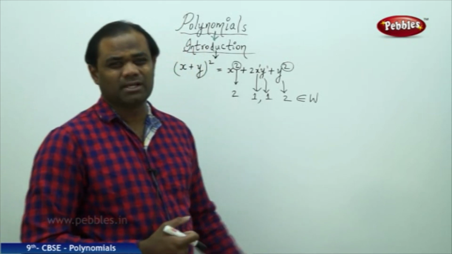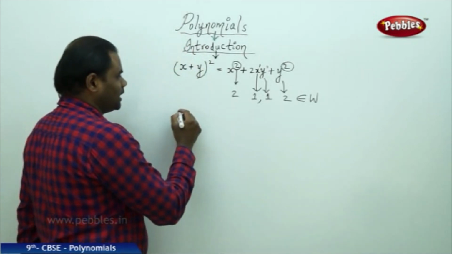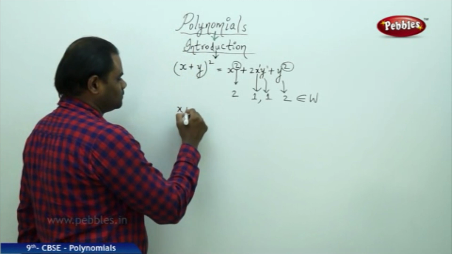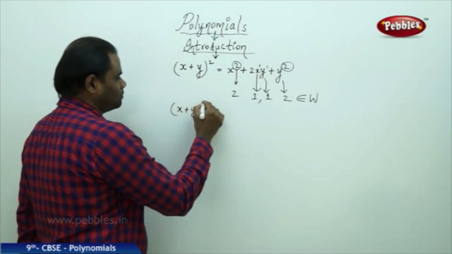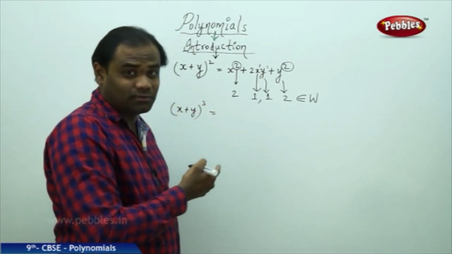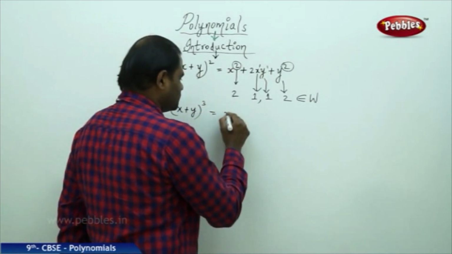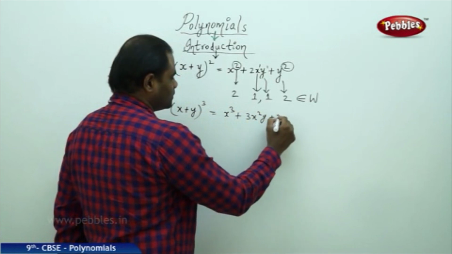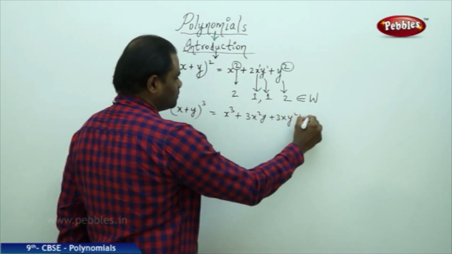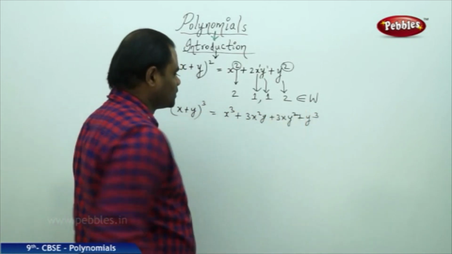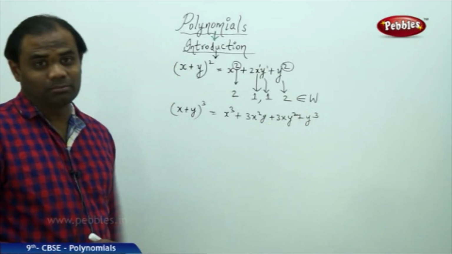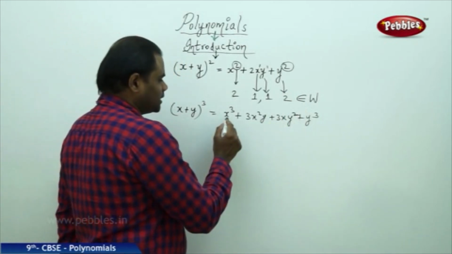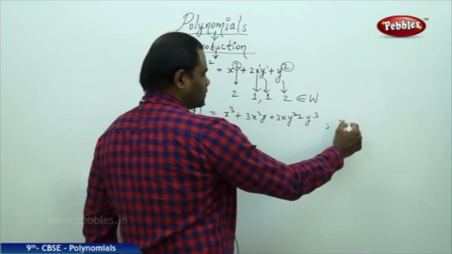Let's take one more example. For example, I have (x plus y) whole cube, and I can expand this. We all know that (a plus b) whole cube is a cube plus 3a square b plus 3ab square plus b cube, that is, x cube plus 3x square y plus 3xy square plus y cube. And let's see if this is a polynomial. Now the variables here are identified to be x and y.